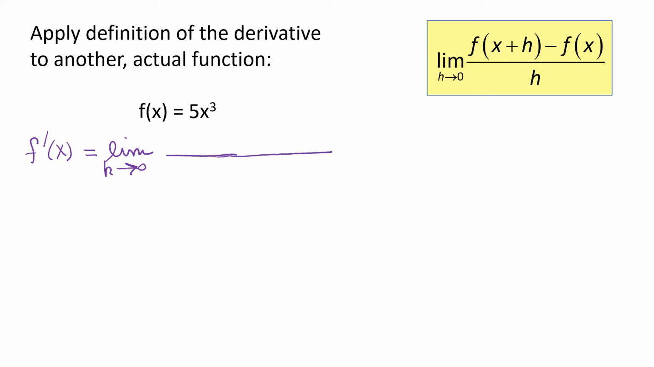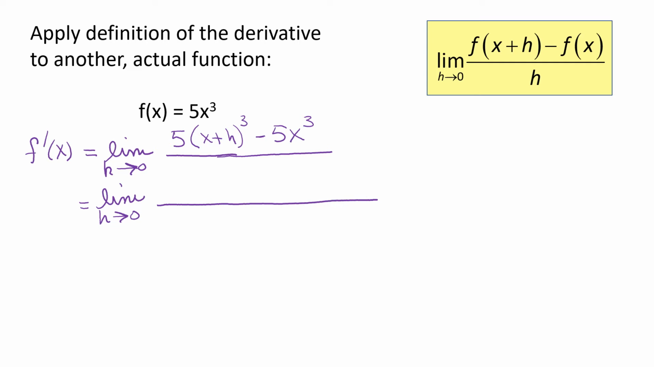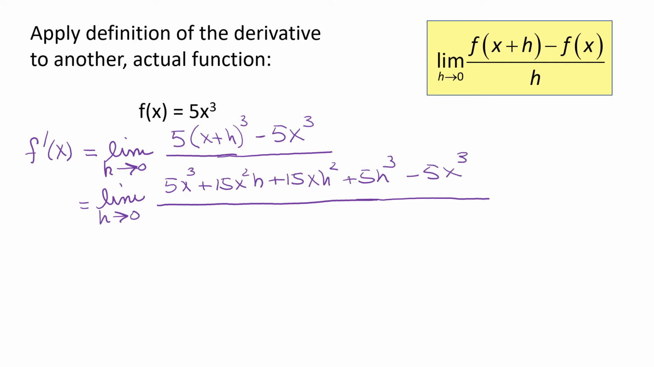Okay. All right. So I'm going to get 5 times (x plus h) cubed minus 5x cubed. And I get the limit as h goes to 0 of 5x cubed plus 15x squared h plus 15xh squared plus 5h cubed minus 5x cubed, all over h.